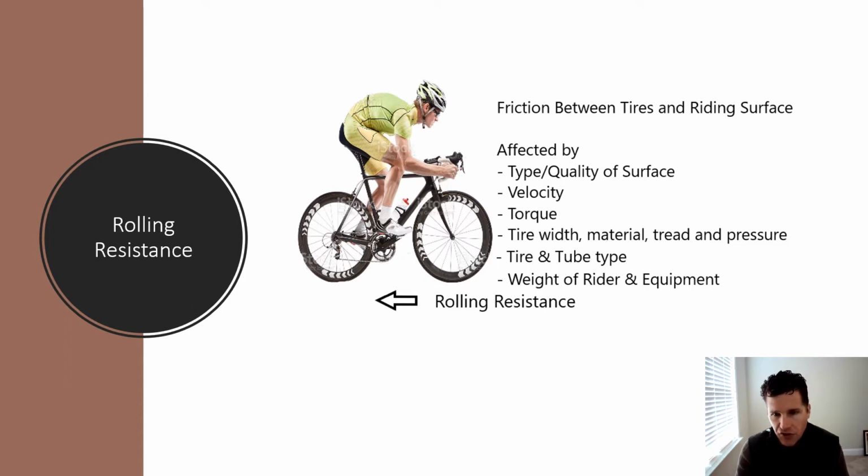But there are also some more subtle things, like the type of rubber and how fast it rebounds when it hits something. The other thing is the tire and tube type, and what I mean by that is, are you riding tubulars, tubeless, or clincher tires? And is the tube a butyl tube or a latex tube? Those things affect rolling resistance too. And of course, the weight of the rider and your equipment.